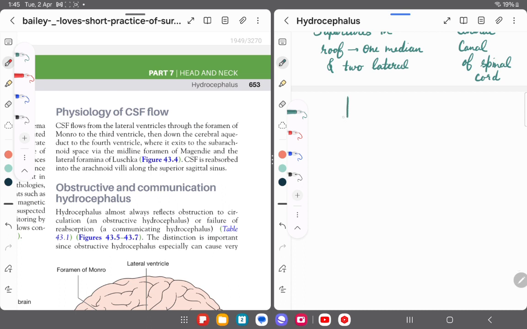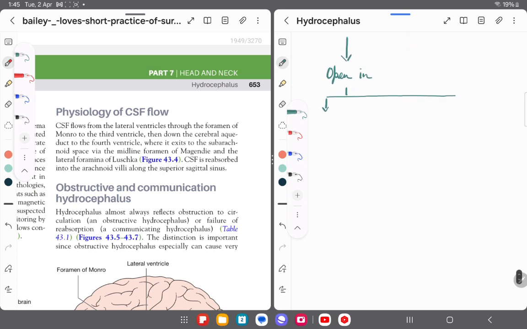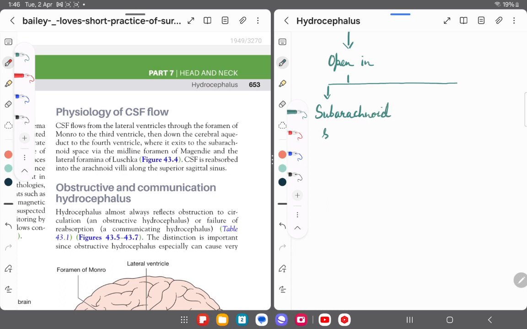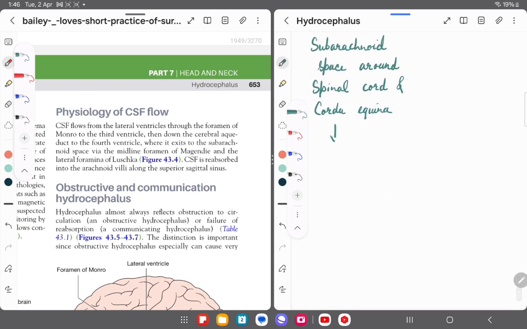So the three apertures open into, number 1, the subarachnoid space around the spinal cord and cauda equina. And into the veins of the spinal cord.